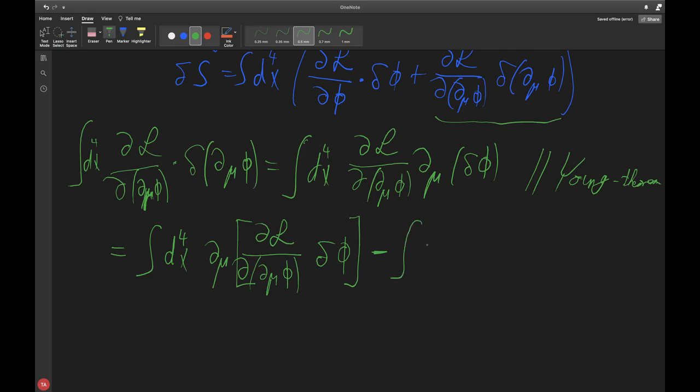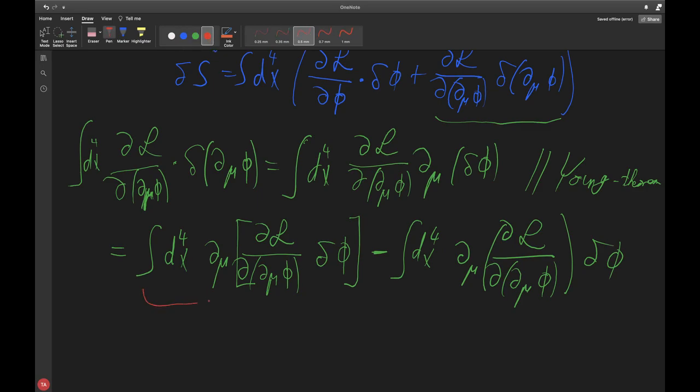So I need to subtract the integral of the four-dimensional d^4x of the derivative of this part. So that derivative of Lagrangian density divided by the derivative of the field. And close this, and I have this delta phi here. So I hope this is clear.